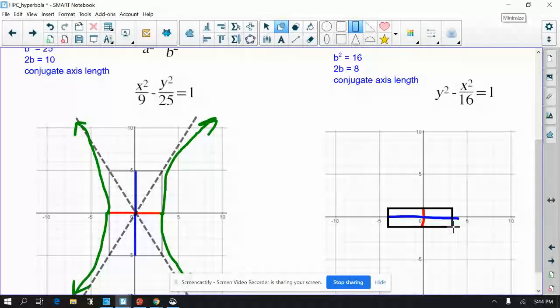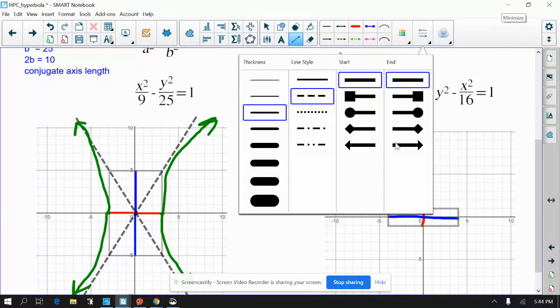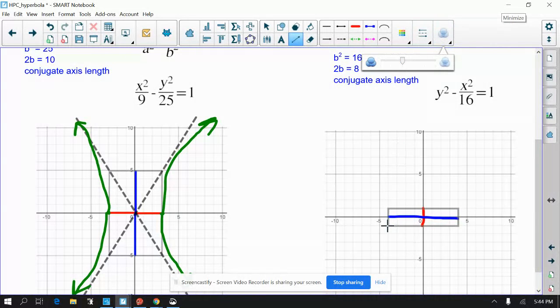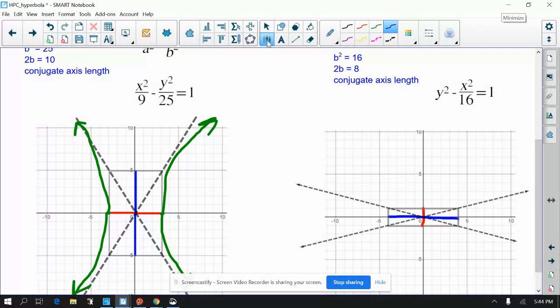So I start in one corner and I draw my box. Let me try and make this a little fainter. And then now I draw my vertices. Not my vertices, my what's it called? My asymptotes. So starting with one corner to the next. And then now, see if I've improved at all.